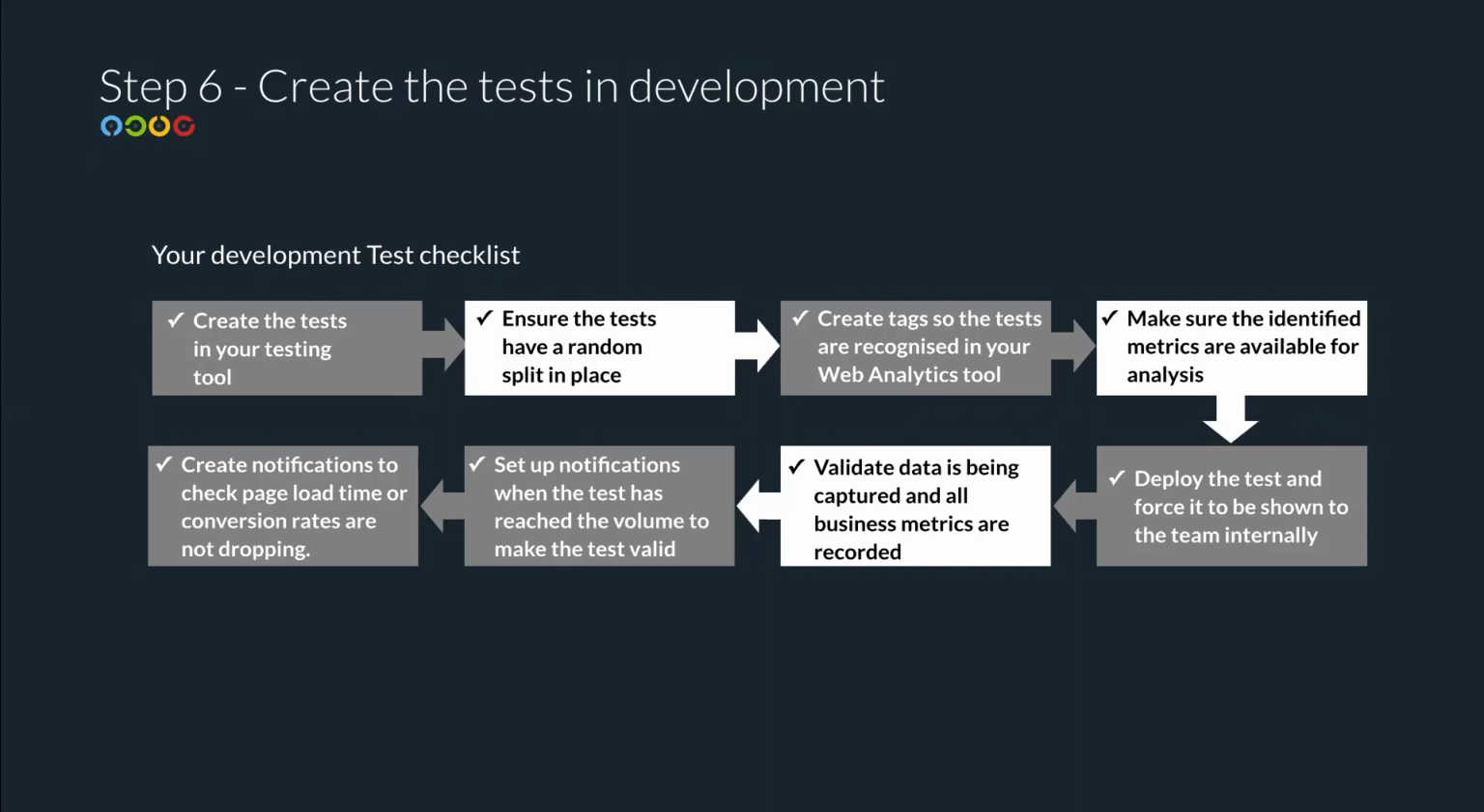Whether you restrict it to an IP address, or to certain people in the business through a logon, what you want to do is forcibly show that test so people can see what it looks like. Then validate on that A/B test, when people click through and make a dummy purchase, that all of that data is being recorded.